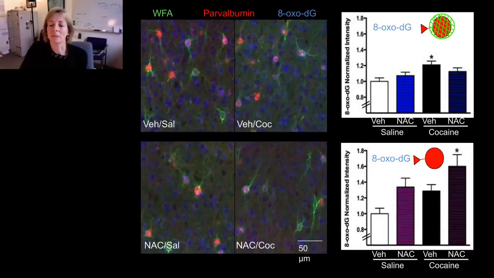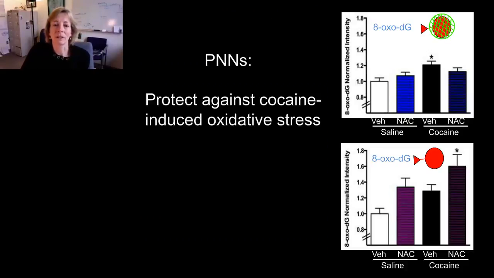What we see in parvalbumin-containing cells that do not contain nets is a different story. This is also an ongoing study, but so far what we see is this increase, and it seems to be that we've got cumulative or potentially additive effects of both cocaine and NAC, shown on the far right bar. And we're not quite sure what's going on. We have some ideas, but clearly the parvalbumin cells without nets look very different from the parvalbumin cells with nets. So overall, it appears so far that these perineuronal nets protect against cocaine-induced oxidative stress.